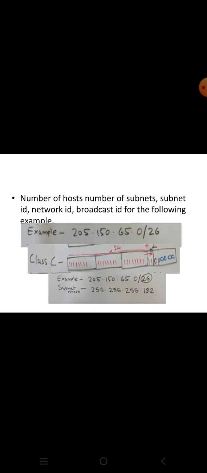From that, we find the host IDs. The host range will be from 205.150.65.1 to 205.150.65.62. After the 62 hosts, the next address, 63, is the broadcast IP address: 205.150.65.63.